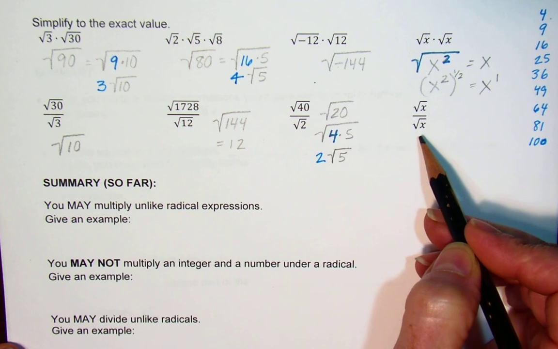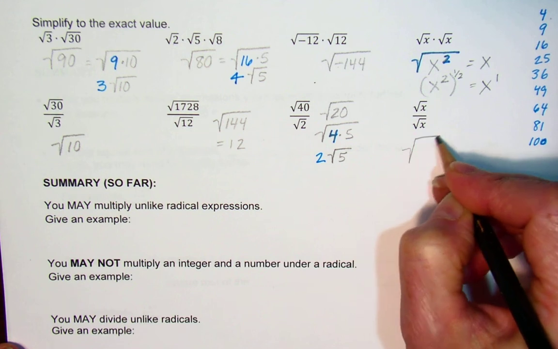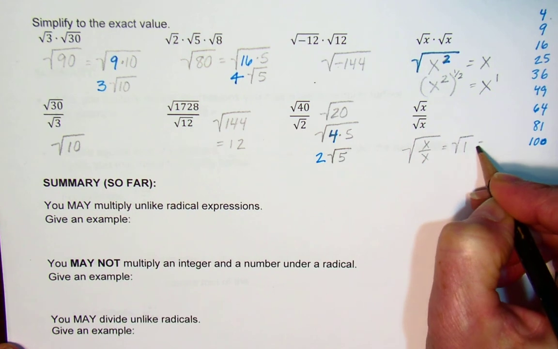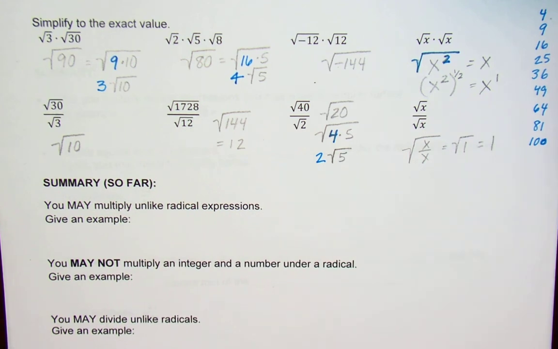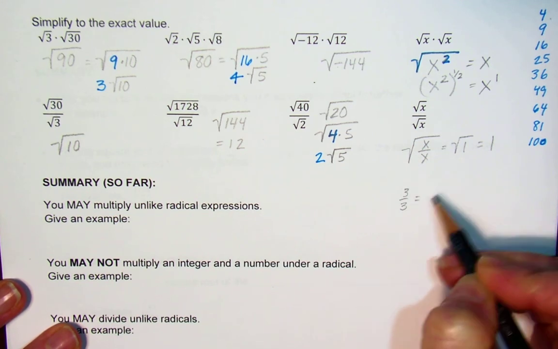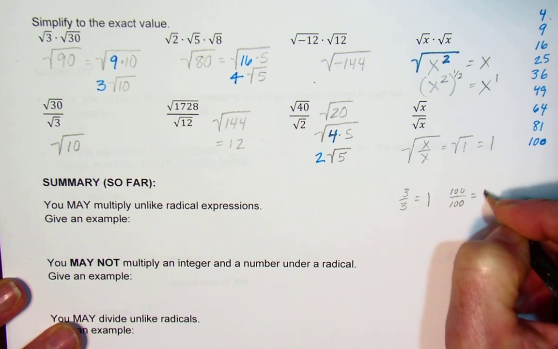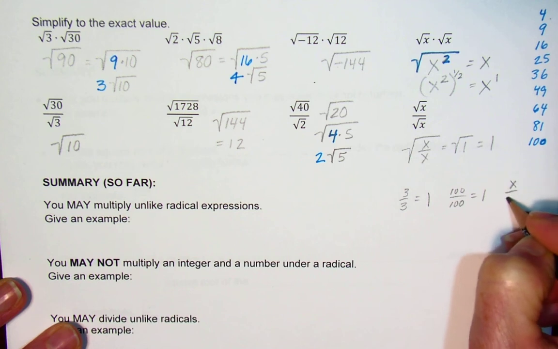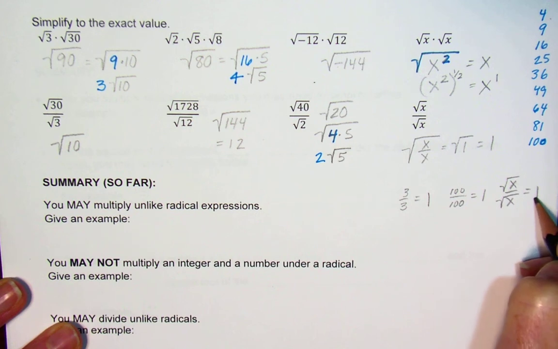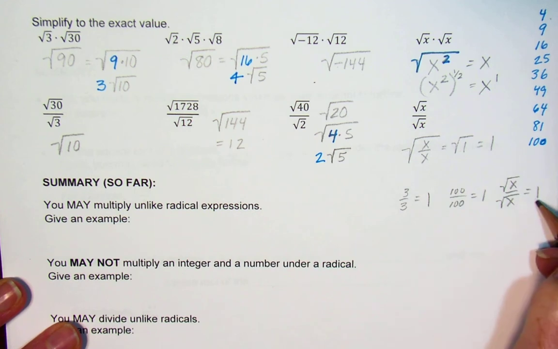What about the square root of x divided by the square root of x? Well, that would be the same thing as the square root of x divided by x. X divided by x is 1, and the square root of 1 is 1. But let's think about this in a different way. If I had 3 divided by 3, you would say that that is 1. If I had 100 divided by 100, you would say that is 1. If I have x divided by x, you would say that is 1. So the square root of x divided by the square root of x is 1, because anytime you have the same expression in the numerator and the denominator, the value is 1.